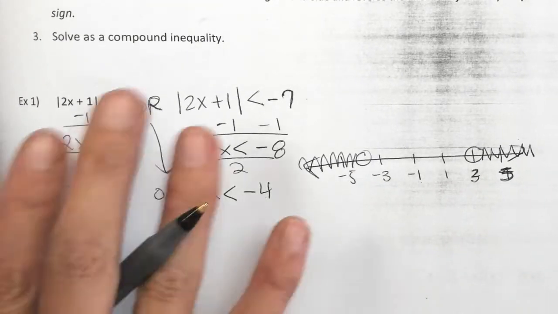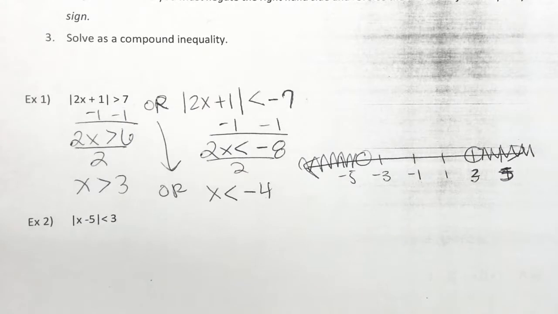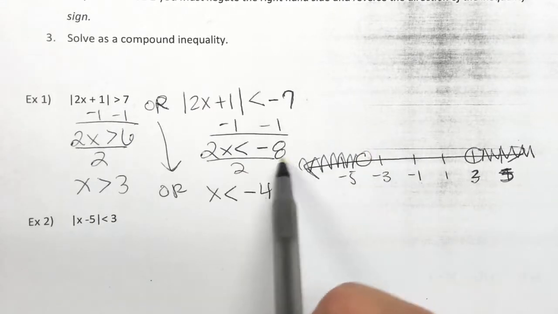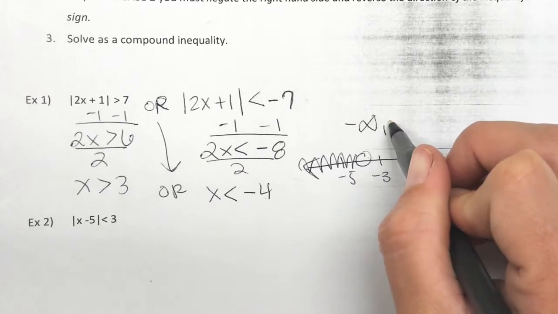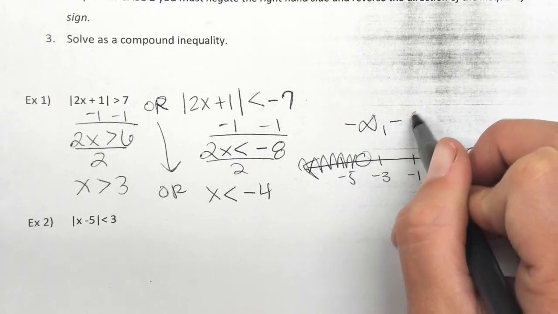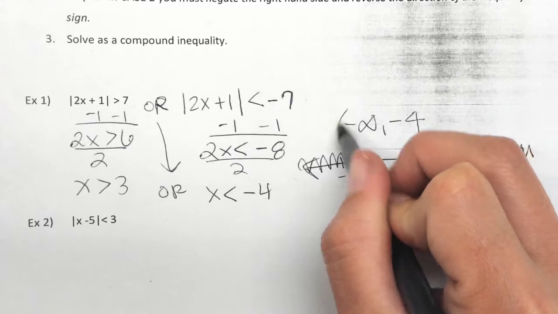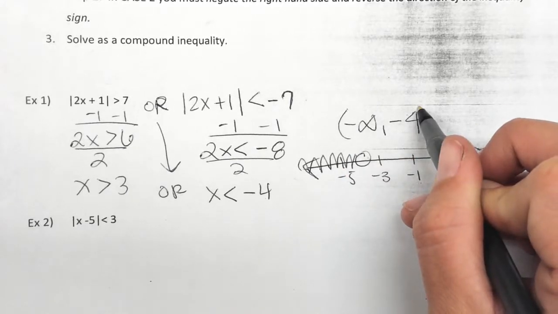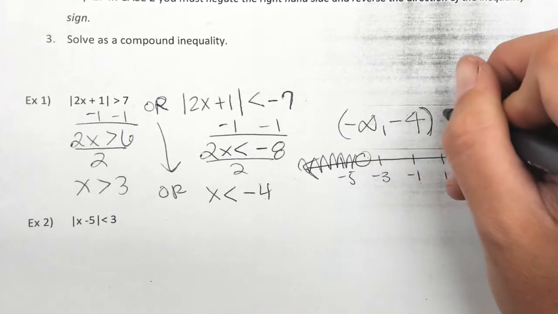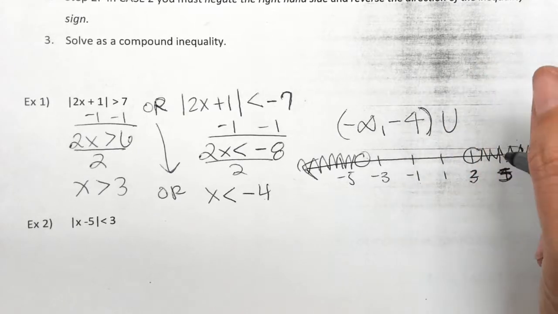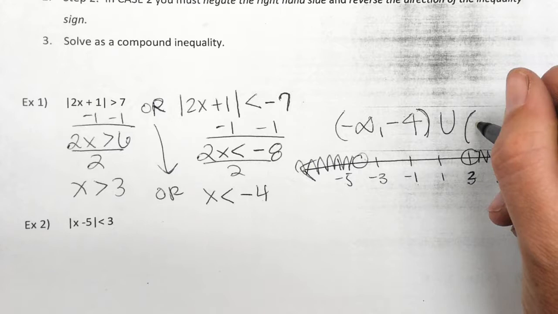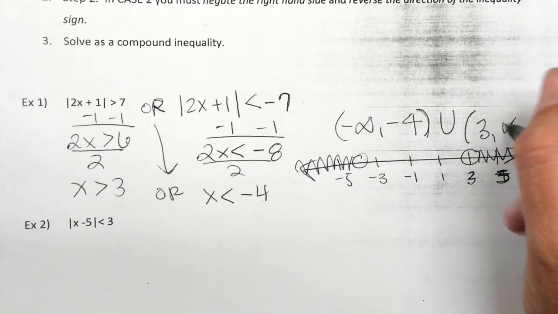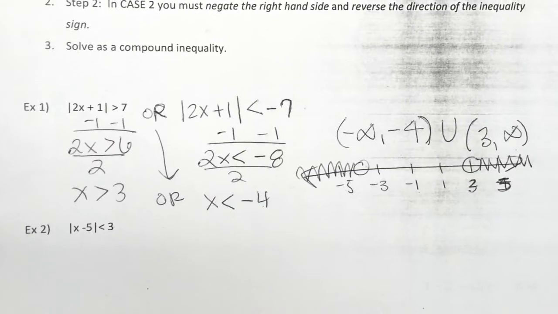Alright, so my interval notation. Describe this line. Negative infinity to negative 4, very good. And parentheses or bracket right here? Parentheses. Good. What goes in the middle? U. Good. What goes right here? Parentheses. 2. Very good. That's it.